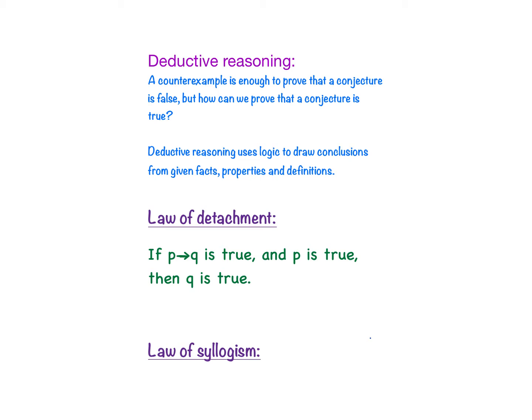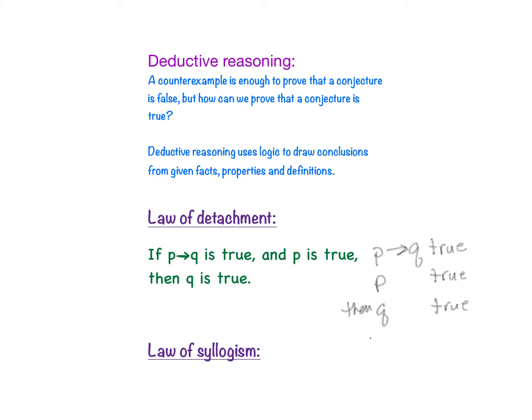The first one is the law of detachment. The law of detachment states if P then Q is true and P is true, then Q is true. So what that means is that if P then Q is true and P is true, then Q is also true. We're going to take a look at some examples. Syllogism also, and then we'll look at some examples.